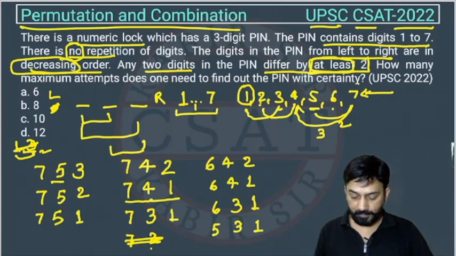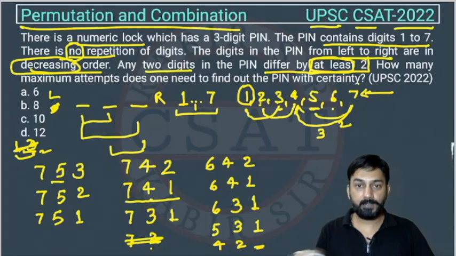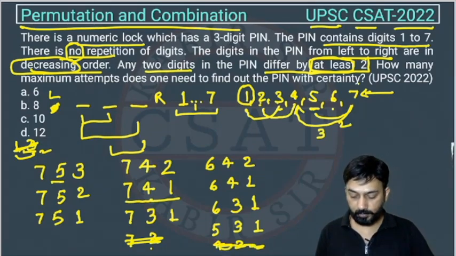Now can we start with 4? If we start with 4, then the 2 will come here, so there is no digit for the next place. So 4 2, we cannot start with 4. Can we start with 3? No. If we start with 3, the next digit will be 1, but after 1 there is no other possibility, so this is also not possible.